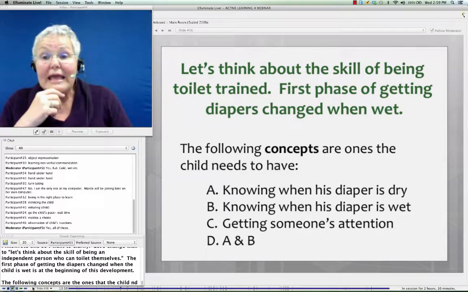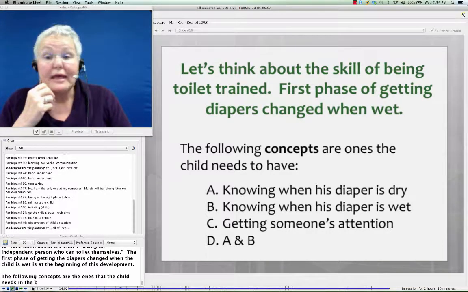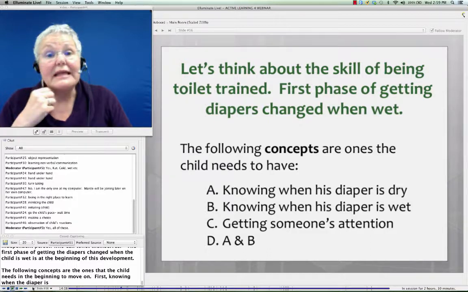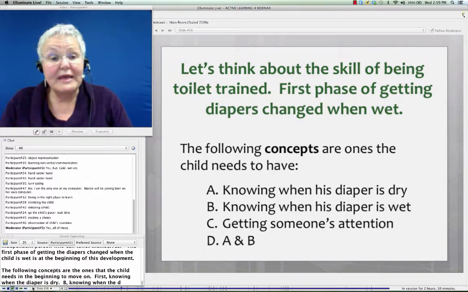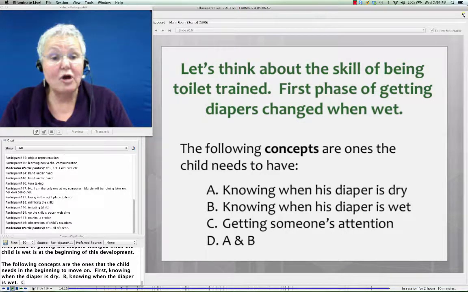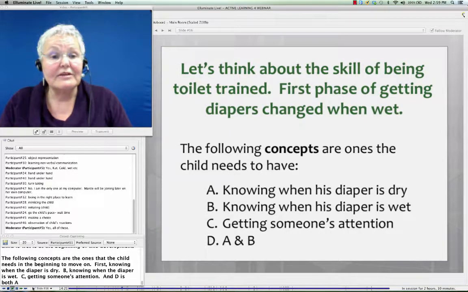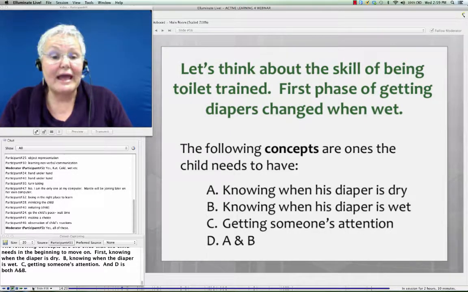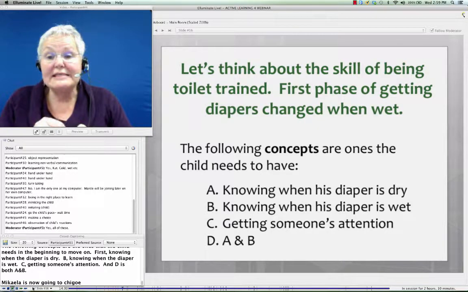A, knowing when his diaper is dry. B, knowing when his diaper is wet. C, getting someone's attention. And D, both A and B. And Michaela's going to switch over, right below the participant window. You see the check and the X. There's going to be multiple choice for A, B, C, or D. And if you would just check which one it is that you think is the answer.